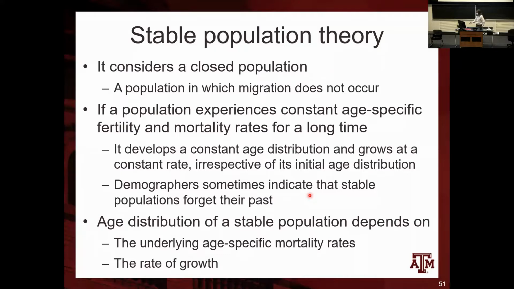The age distribution for a stable population depends on the underlying age-specific mortality rates and the rate of growth. The rate of growth is pretty much saying: if we have more births than deaths, the population increases in size over time. More deaths than births, the population declines. Same number of births and deaths, the population doesn't change in size. But in these 3 scenarios, the distribution of the population is similar.